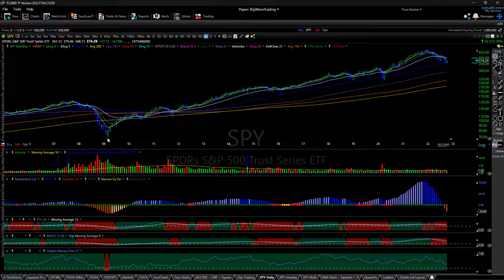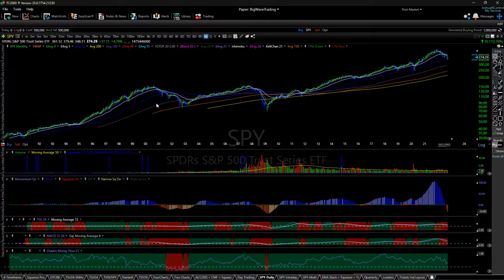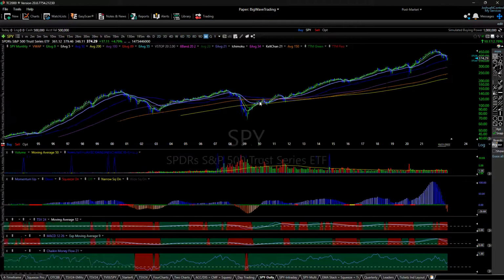Overall, from the 2009 lows, have we seen any change of the major uptrend? No. We have the 200, 150, 150 still trending higher. Now, short term, we do have a problem. The 9 has crossed below the 21. That's only happened back in 2000 and back in 2007, 2009.